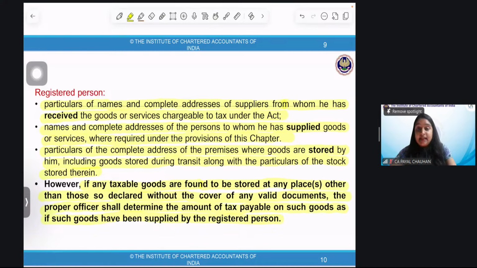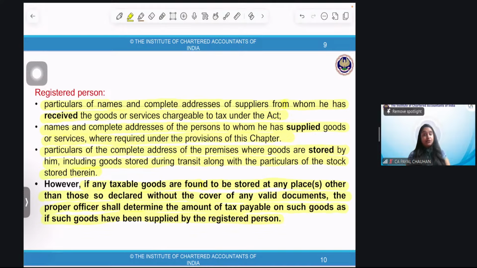I have supplied 10,000 units of my manufactured goods to a place, but I have not mentioned the address of the place where my goods are kept. If the department traces the goods there, it will be considered as supply. The department will calculate the tax and will ask me to pay tax as if it were a supply. Did you people understand?